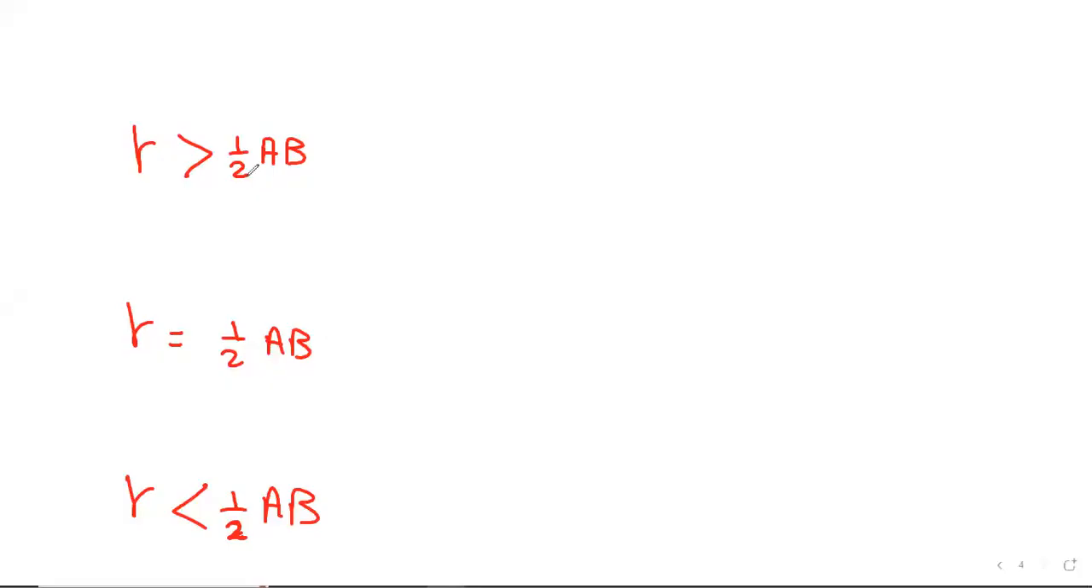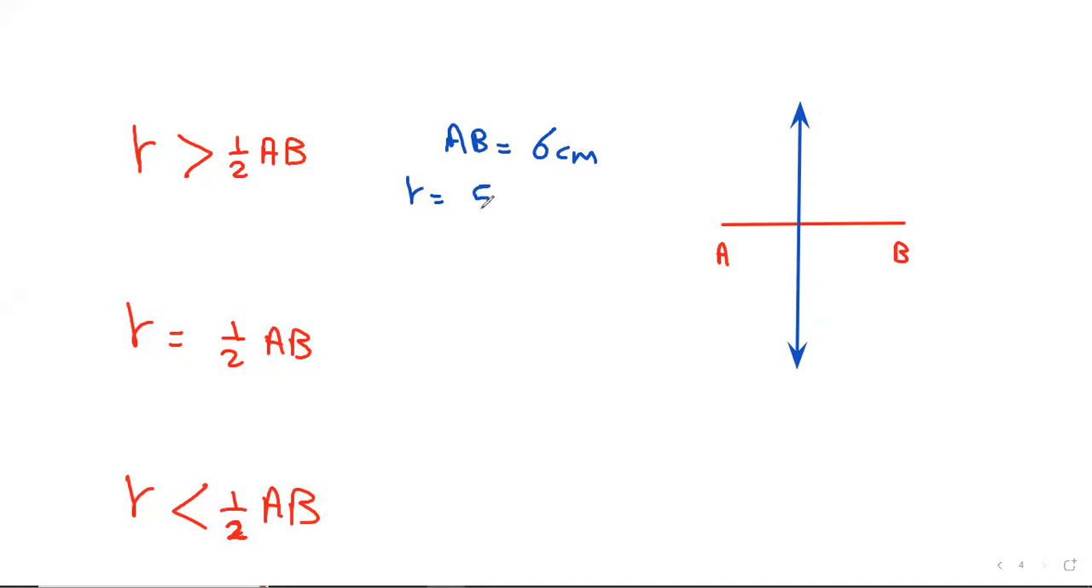What if we have a specific line segment AB, and I want to draw a circle whose radius is greater than half AB? How can we draw this circle? The first step, draw AB using the ruler, then draw an axis of symmetry of AB. So let's say AB equals 6 centimeters, and I want to draw a circle of radius greater than half AB, let's say 5 centimeters.